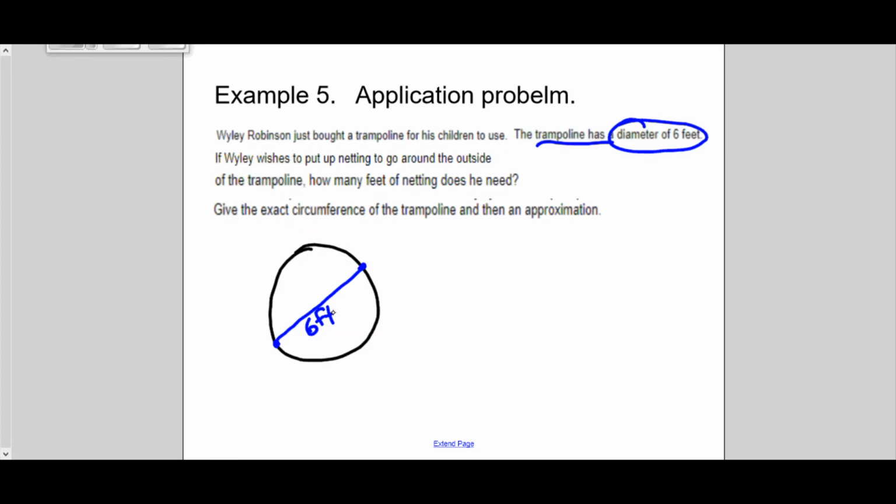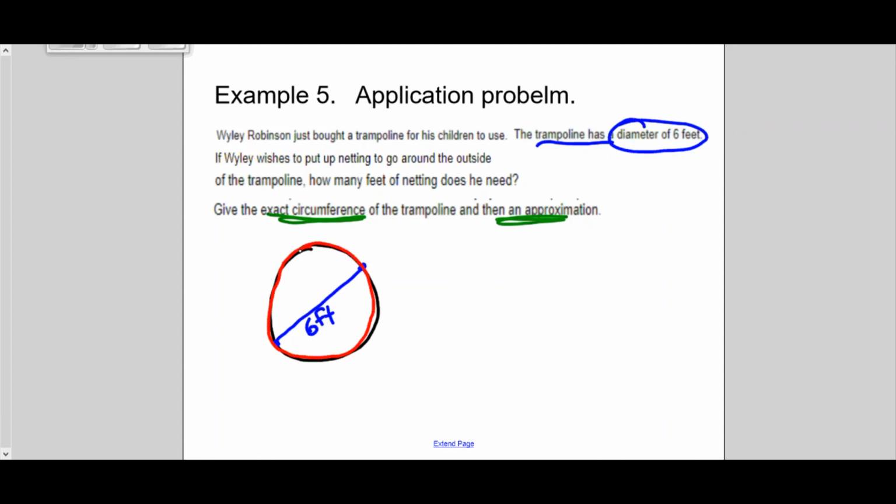It says if Wiley wishes to put up netting to go around the outside, just to keep the kids safe, that way they don't fall off or anything, how many feet of netting does he need? So they want the exact circumference and then an approximation. What we're going to be doing here in example 5 is to figure out how much netting needs to go around this black part right here that I'm sketching over in red.